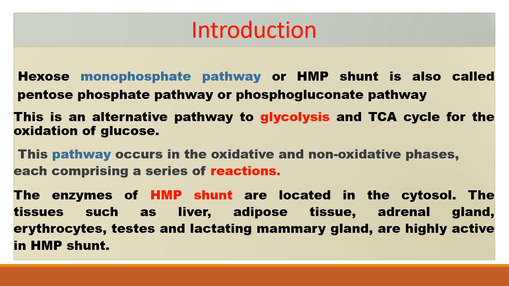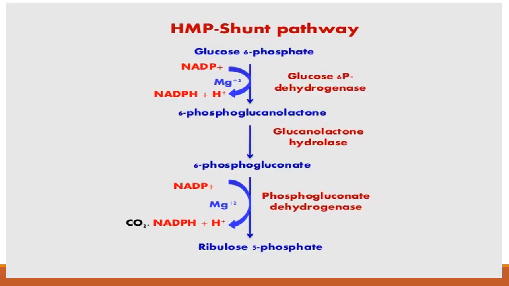This pathway occurs in oxidative and non-oxidative phases, each comprising a series of reactions. The enzymes of HMP shunt are located in cytosol. The tissues such as liver, adipose tissue, adrenal gland, erythrocyte, testes, and lactating mammary gland are highly active in HMP shunt.